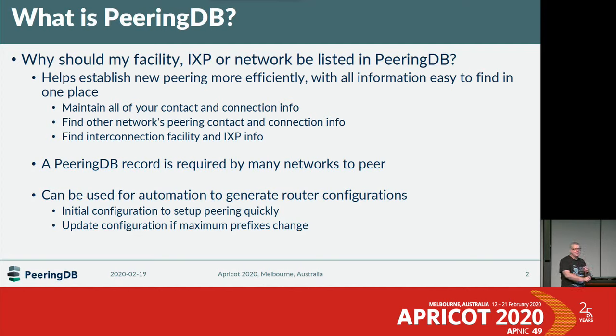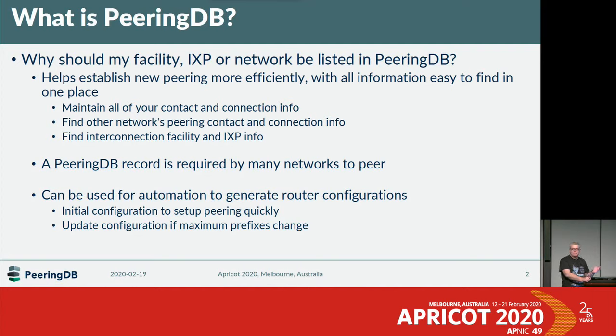Also, the large networks rely on PeeringDB because they have to set up and maintain BGP sessions, and that would be impossible if a human being had to look it up every time. Therefore, they say, okay, we are willing to peer with you, we have an open peering policy. But to do so, you have to have a PeeringDB record and a well-maintained PeeringDB record.